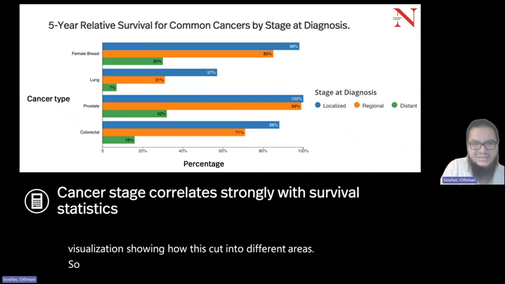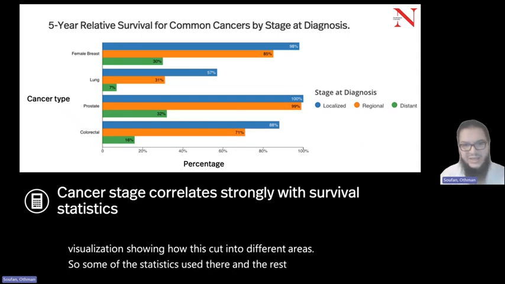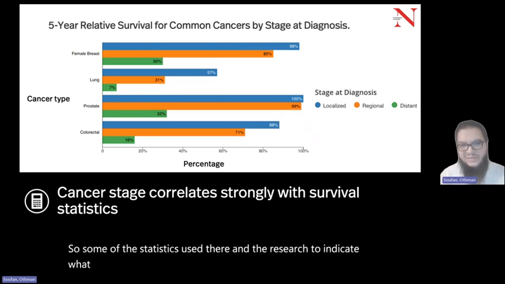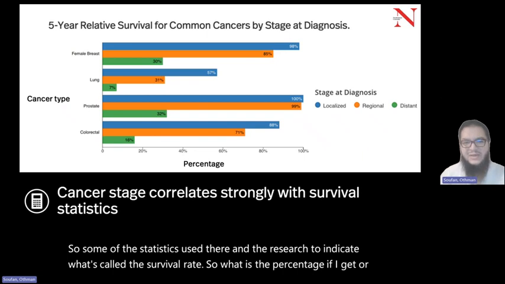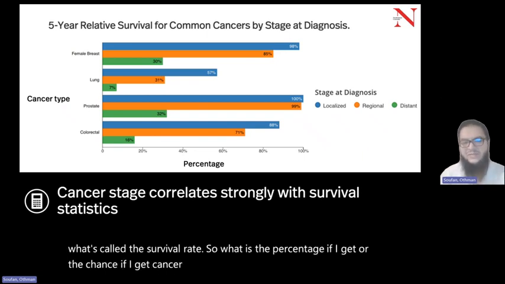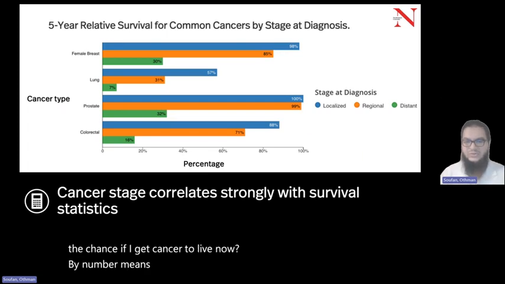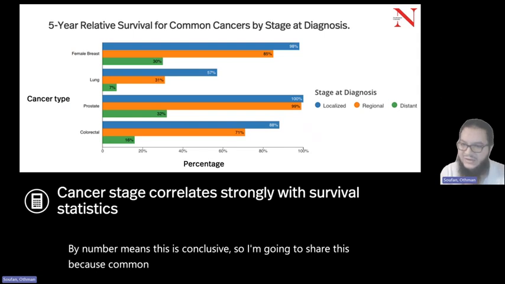So some of the statistics used in the research indicate what's called the survival rate. What is the percentage, or the chance, that if I get cancer I will live? Now, by no means is this conclusive. I'm going to share this because it's common, but really it's very case dependent, and I will say why.